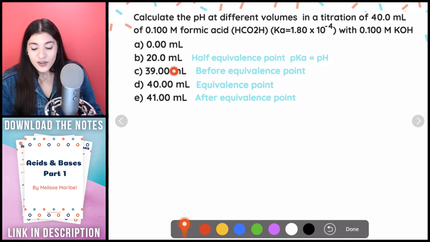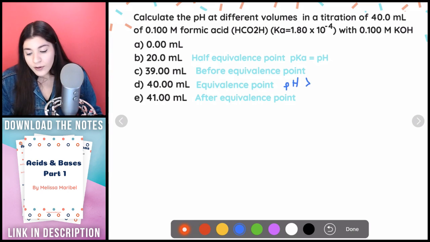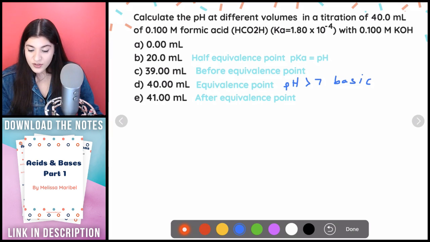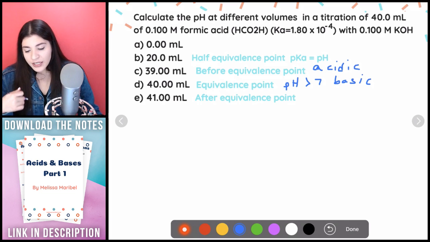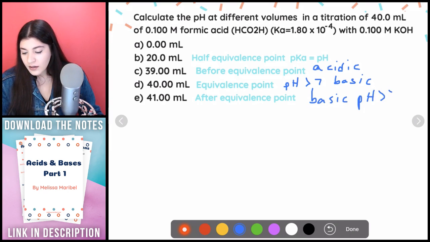And then 39 mL of KOH is going to be before our equivalence point. So we know that the pH is going to be a little bit more acidic. And then after the equivalence point, that means we keep adding more base, so I know this is going to be very basic. So our pH is going to be greater than 7 after the equivalence point, and this one's going to be less than 7.